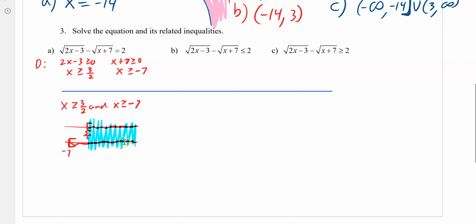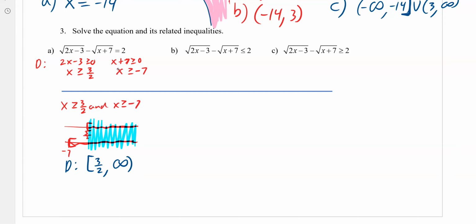And the reason we need both is these numbers both need to be plugged into this function and be able to come out real. So if I were to plug -7 into the first one, I would get -14 minus 3, which is -17. That would come out imaginary. All of these numbers in this region will come out imaginary. All of these will come out real for both. That's the key. So our domain here is from 3/2 to infinity.